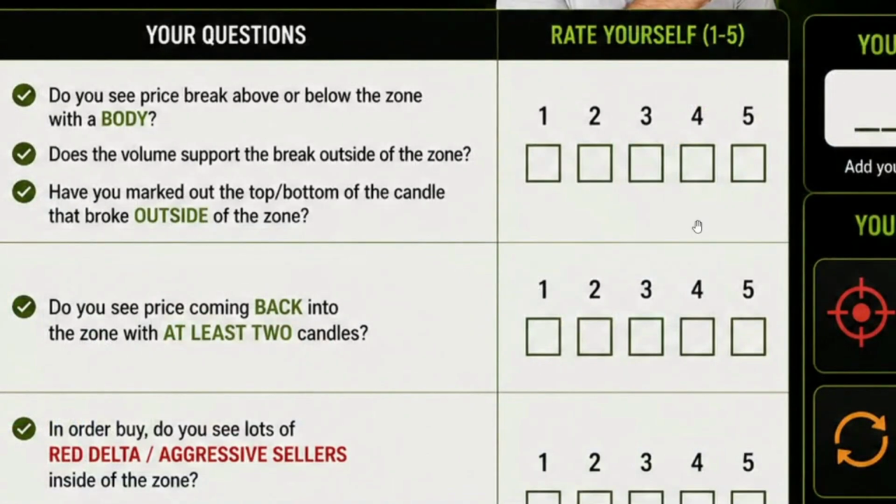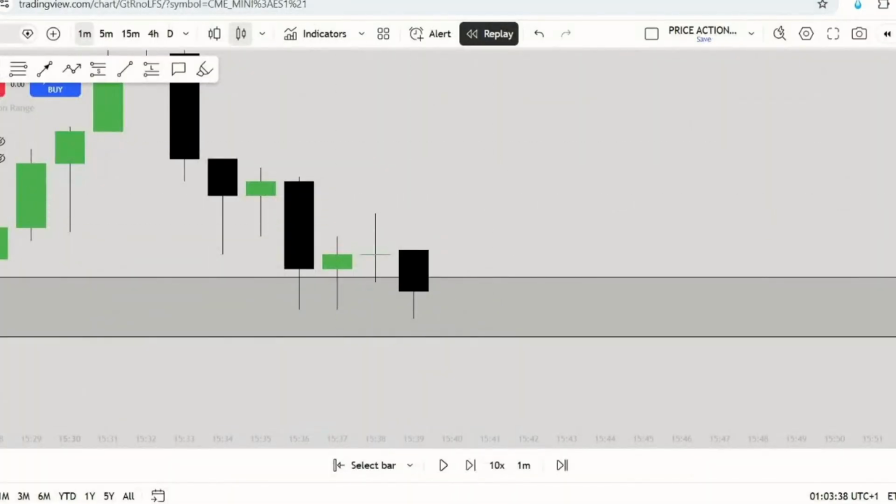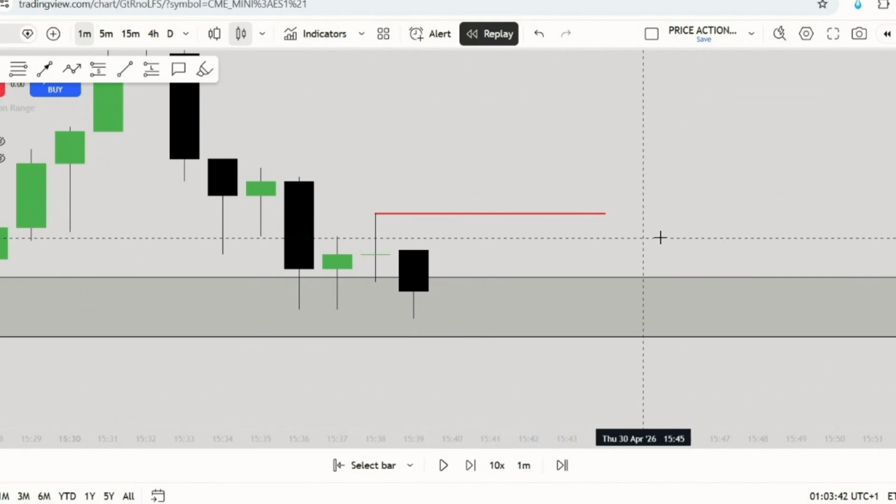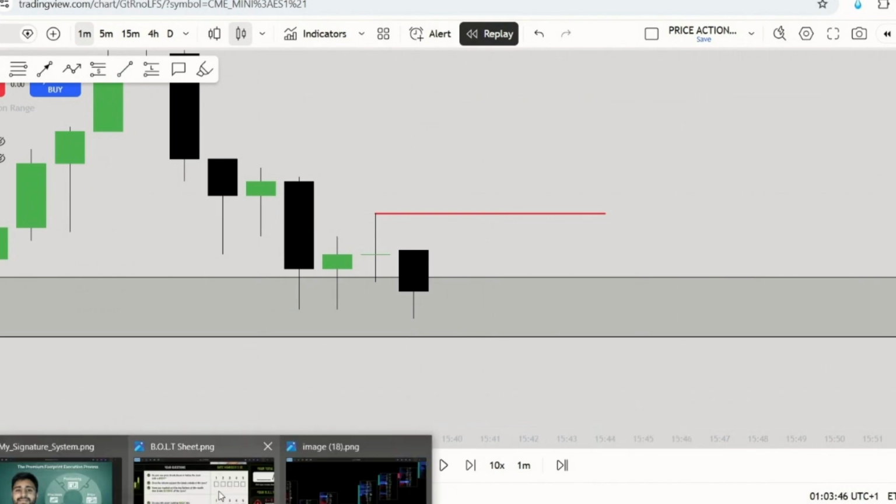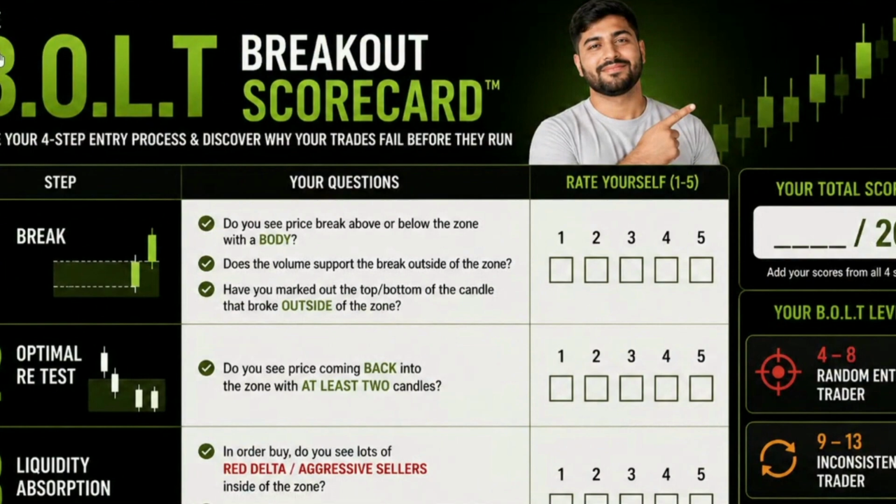Have you marked out the top or bottom of the candle? So these two should be switched around. The third one, the second one, they should be in the opposite order. Yes. So what you want to do is mark out, for me, this line here. Now that is the B. That's the B, right? That's the bolt. That's just the B.